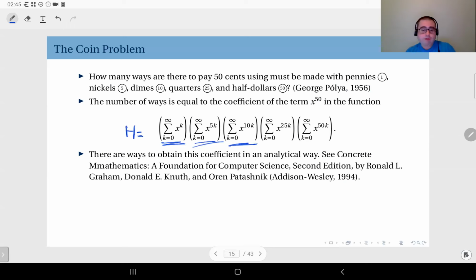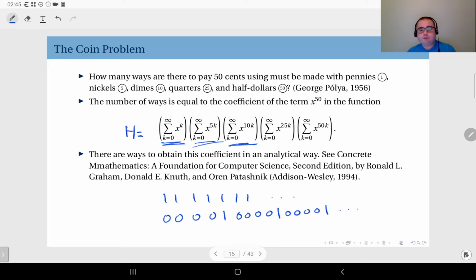This is the sum of x to the power 10k, etc. Because these are the coefficients, they are going to contribute to this. So this will be the sequence 1, 1, 1, 1, etc. But for 5, for instance, it's just going to be 0, 0, 0, 0, 5, 0, 0, 0, 0, another one, 0, 0, 0, 0, another one, etc.